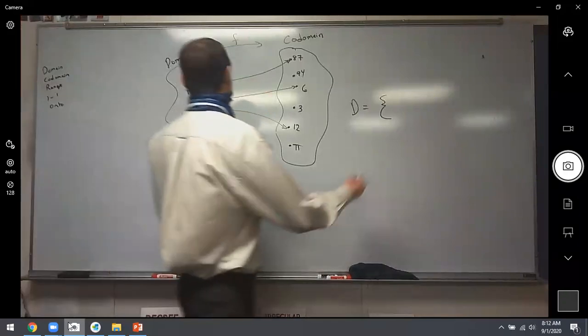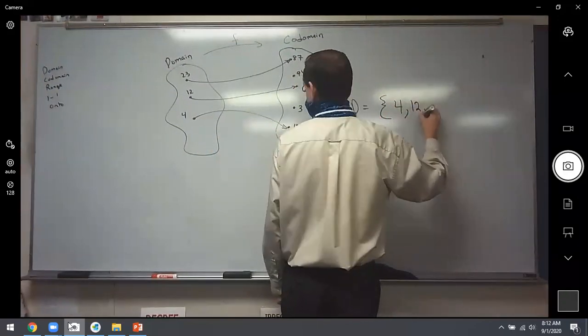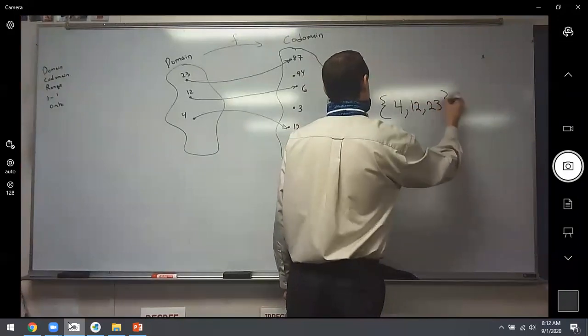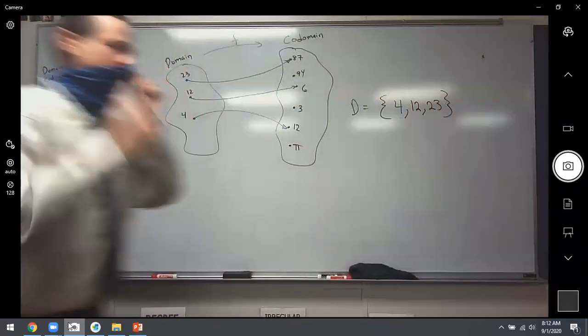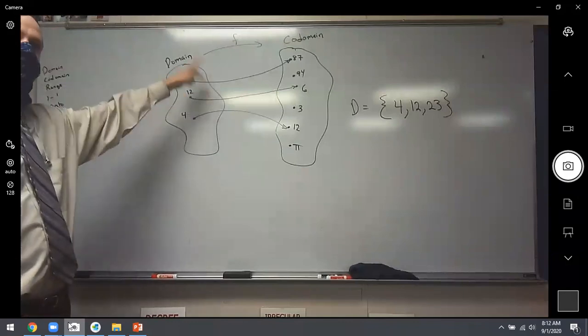So you list them. You write 4. It'd be nice if you wrote them in order. It doesn't have to be in order, but I'm going to go in order. And then you put a curly bracket to close it. So when I write D equals this, I mean, hey, these are the numbers I can plug into my function. So far, so good? Okay.